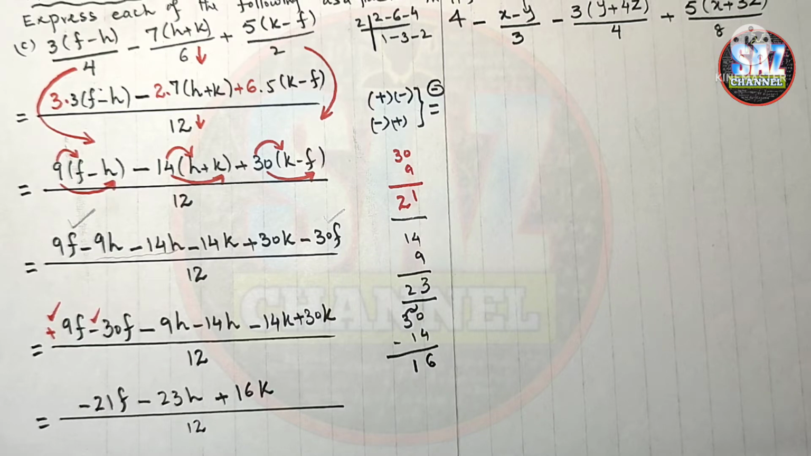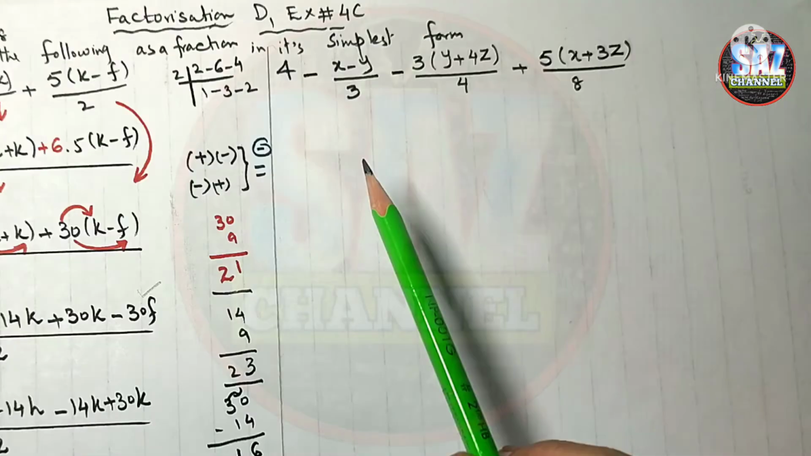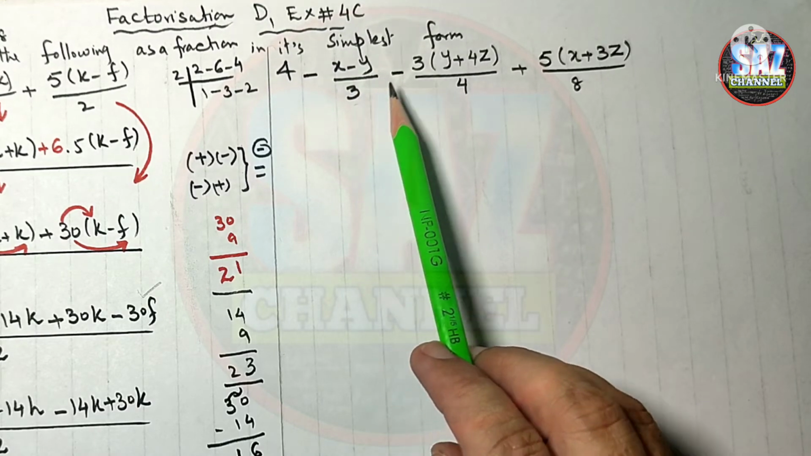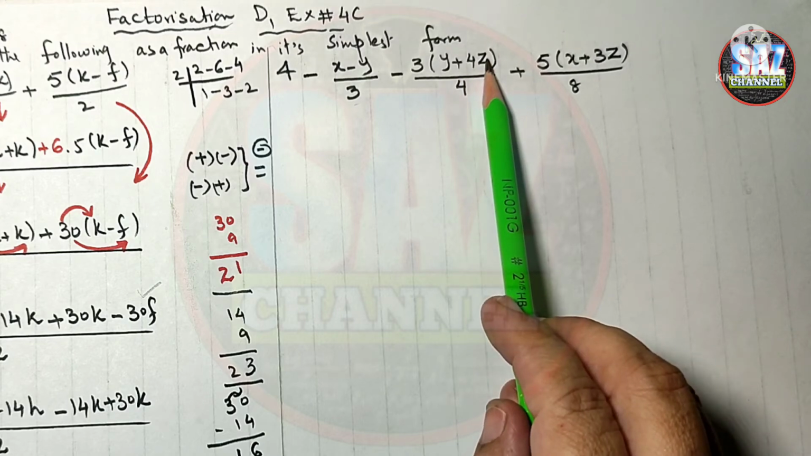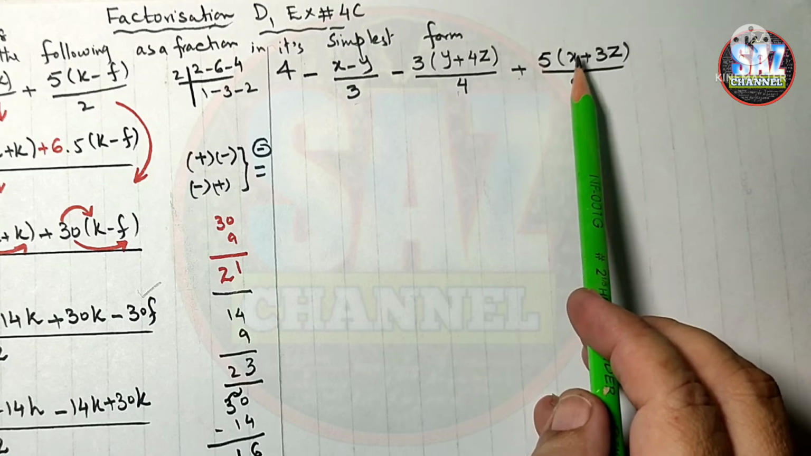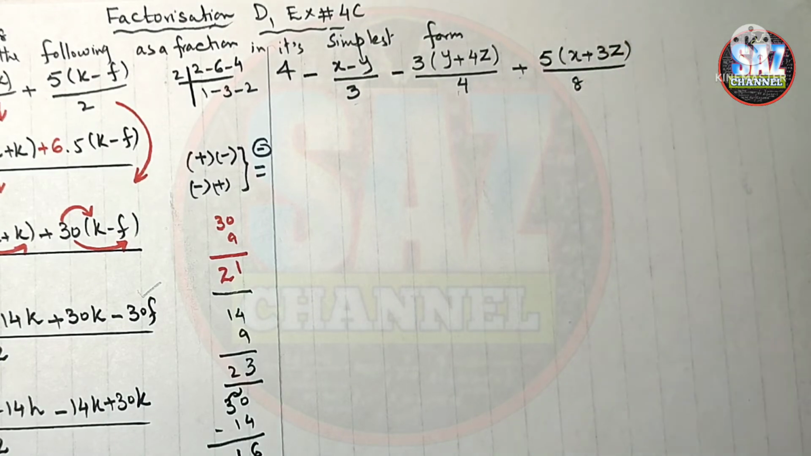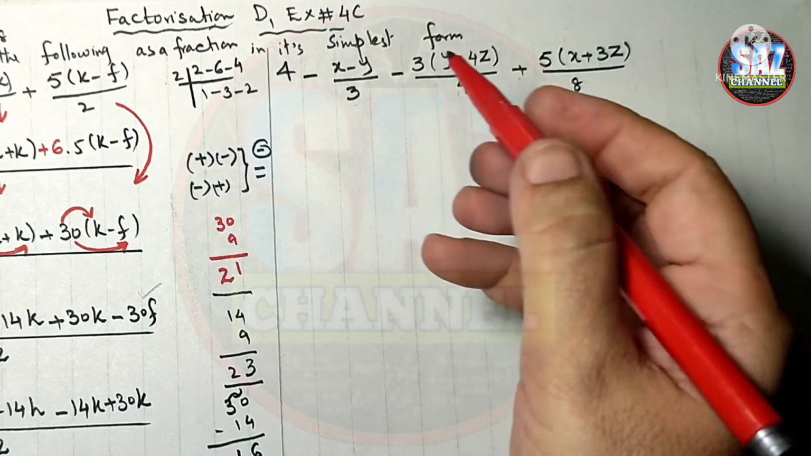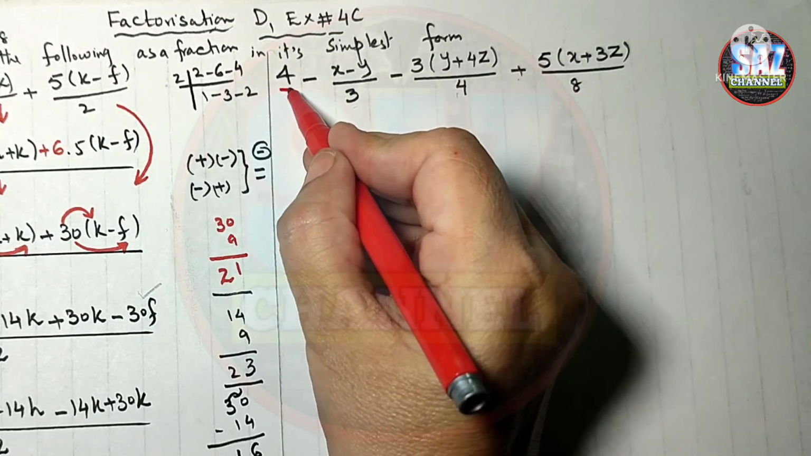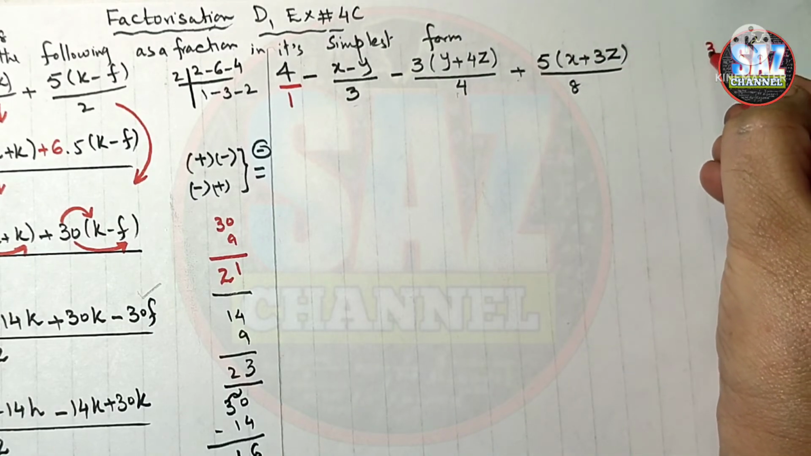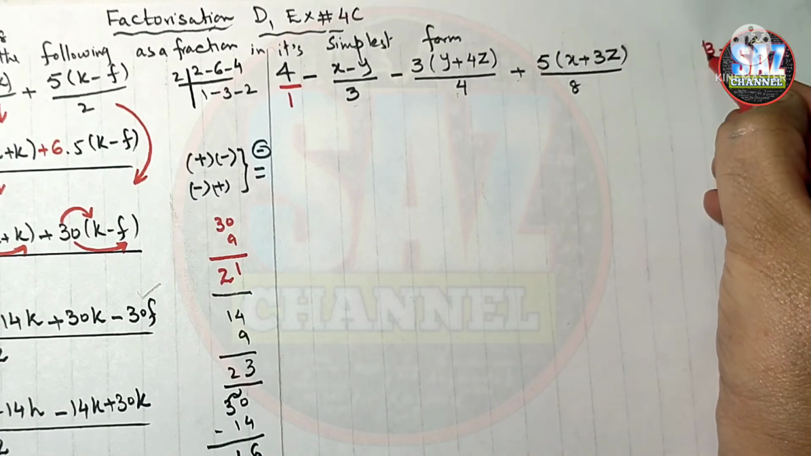Moving to the last part, let me compare the data. The last part says 4 minus (x minus y) by 3 minus (3y plus 4z) by 4, and the last term is positive, (5x plus 3z) by 8. Again, the first problem is that we have to take the LCM, and we can see that 3 of the terms are written in the form of fractions. 4 we can write as 4 upon 1, and then we need to take the LCM of 3, 4 and 8.